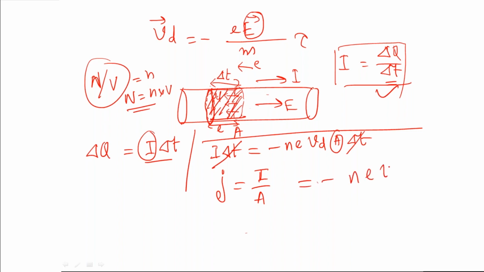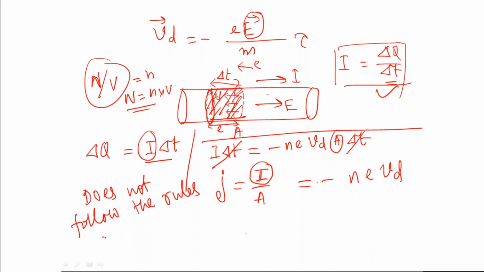Look, current is actually a scalar quantity, that I was telling. It has direction, it has magnitude, but current does not follow the rules of vector addition.